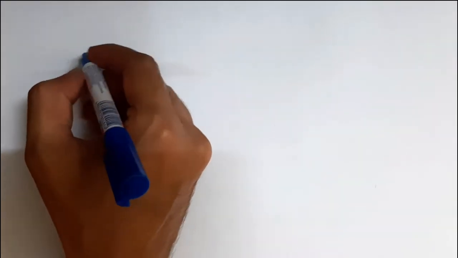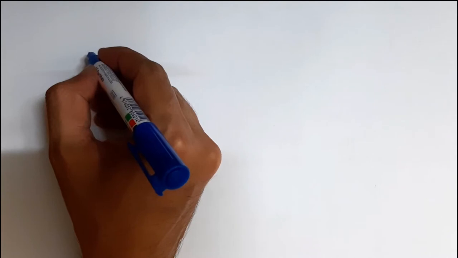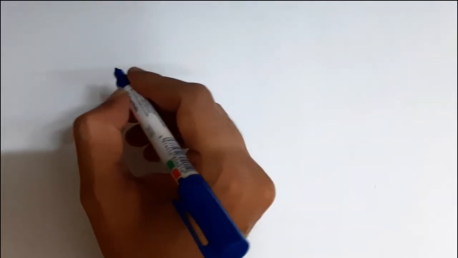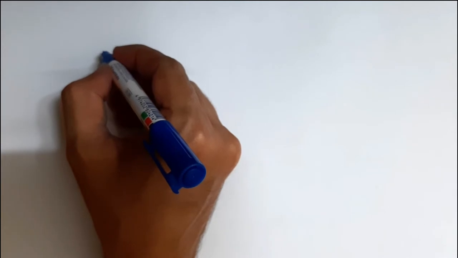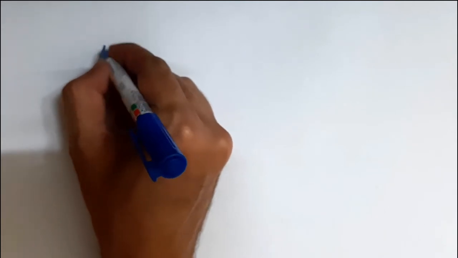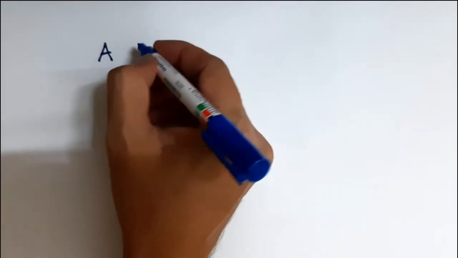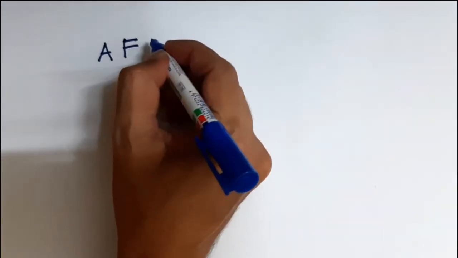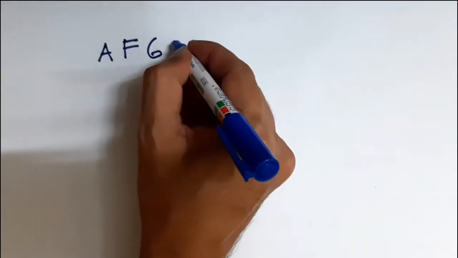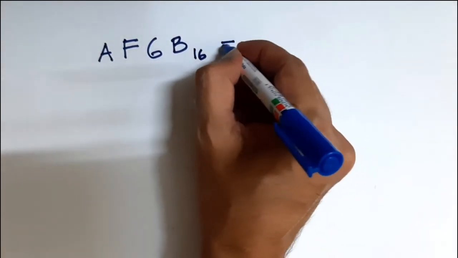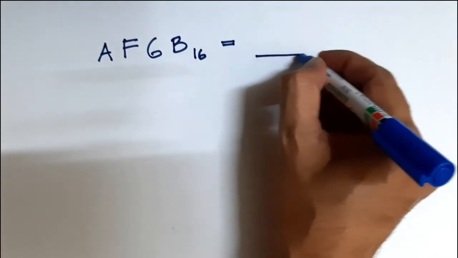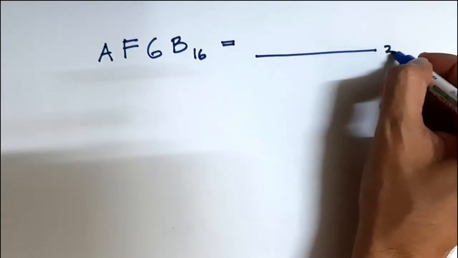How to change from hexadecimal into a binary number in a fast and easy way. Okay, this is how. For example, the number in hexadecimal that we want to convert to a binary number is AF6B base 16. Convert it to its binary equivalent.